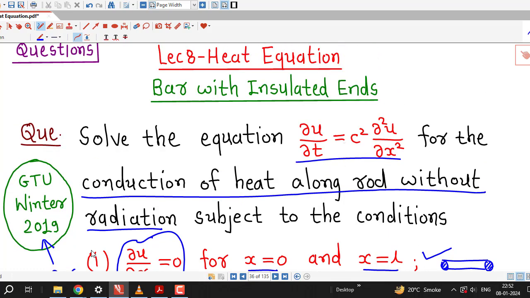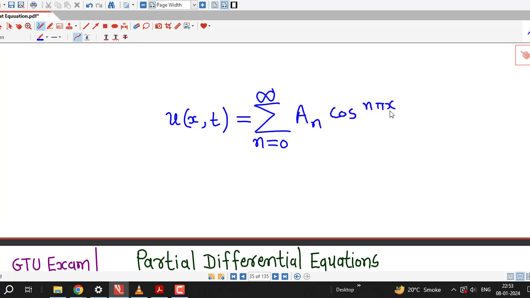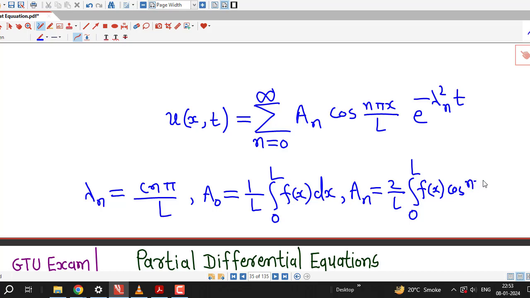So we are familiar with the formula for solving the heat equation with this type of boundary conditions and this type of initial condition. And if you recall, the solution is temperature at any point (x, t) is given by sigma n equal to 0 to infinity a suffix n times cosine of n pi x divided by L, times exponential of minus lambda n square times t, where lambda n is given by c n pi divided by L, a0 is given by 1 by L integral of f(x), which is from the initial condition, with respect to x, and an is given by 2 divided by L integral of f(x) multiplied with cosine of n pi x divided by L, integral with respect to x, and n takes the values 1, 2, 3 and so on.